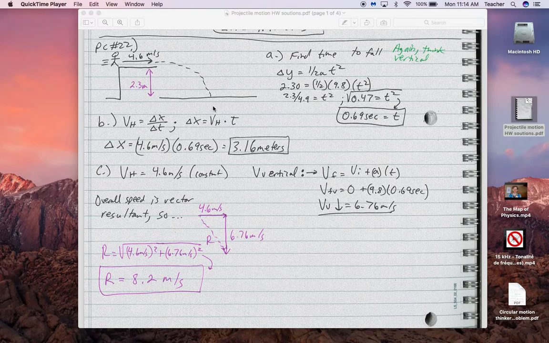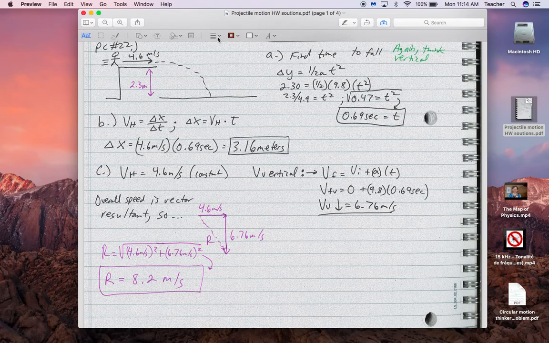For part B, again, I rearrange this general formula, which is for horizontal motion. That's what the subscript h stands for. And I get that it's 3.16 meters is how far it goes. So that would be this distance here away from the side. That's that distance, so that's 3.16 meters.